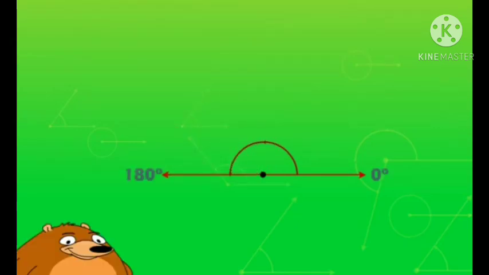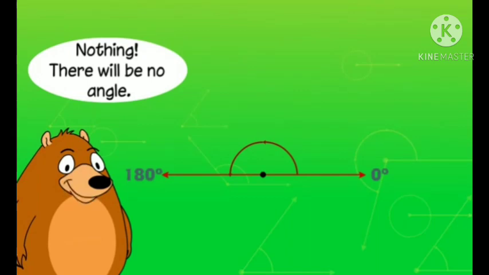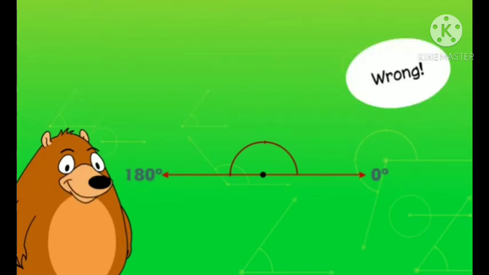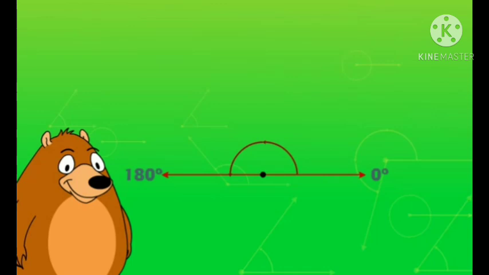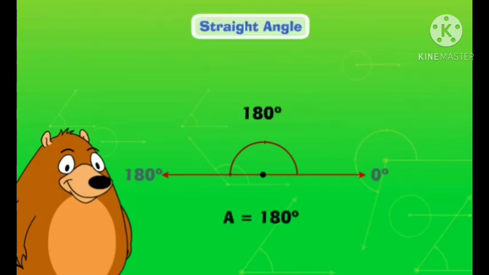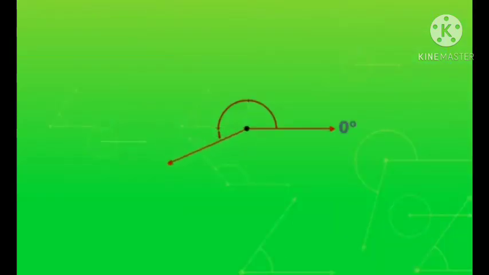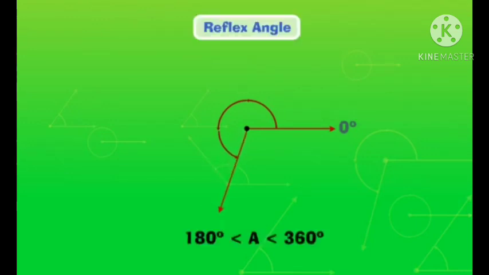What will happen if both the arms of the angle are in opposite directions? Nothing, there will be no angle? Wrong. This type of angle that measures 180 degree is called a straight angle. Let's move the arm of an angle to more than 180 degree. An angle whose measure is more than 180 degree and less than 360 degree is called a reflex angle.